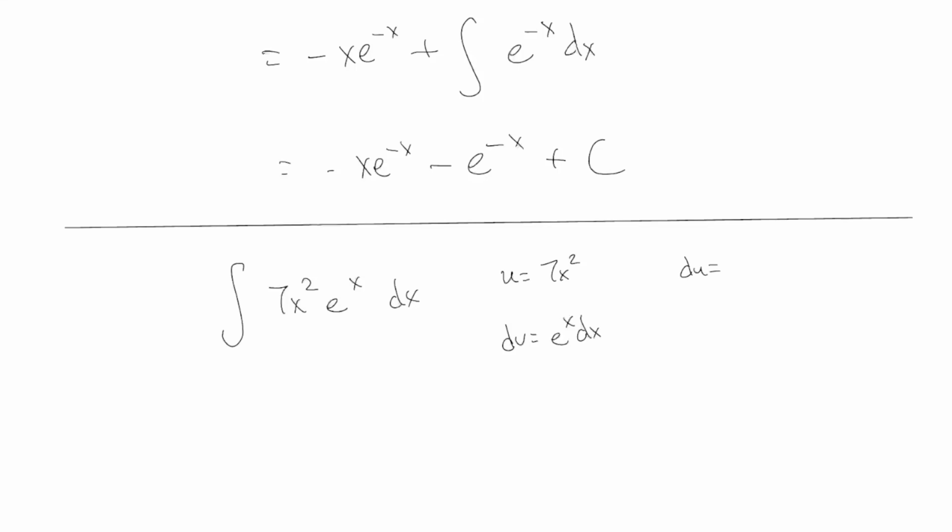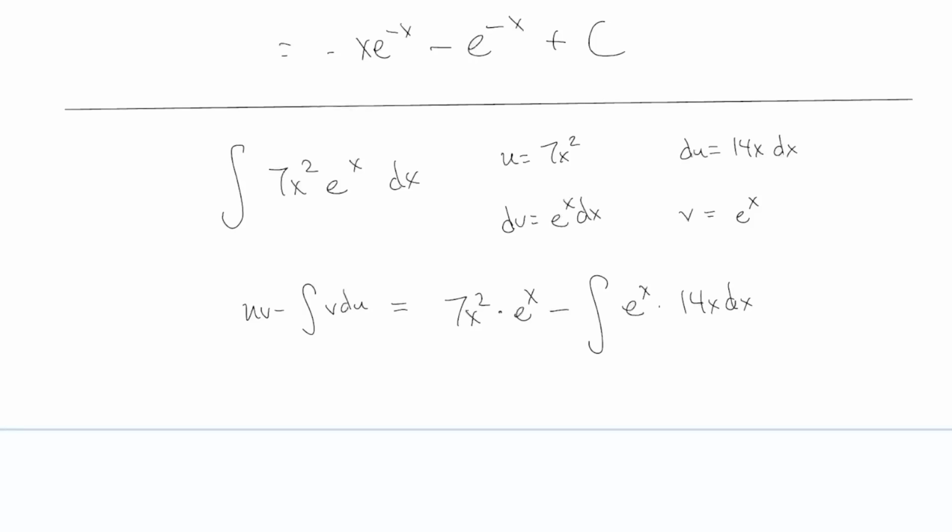That means the du is going to be 14x dx, that's the derivative. And the v is the integral of e to the x, which is e to the x. That's my favorite integral. All right. Do my parts formula. It is uv minus integral v du, which is u is 7x squared, v is e to the x, minus integral v e to the x, du is 14x dx.